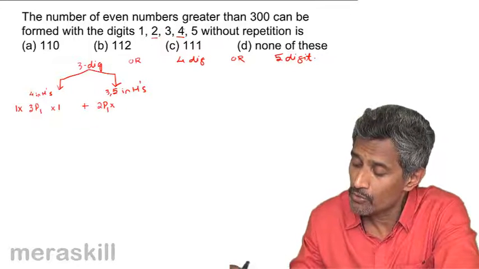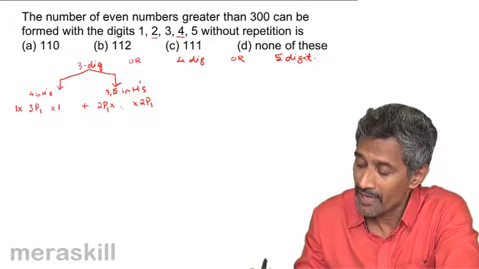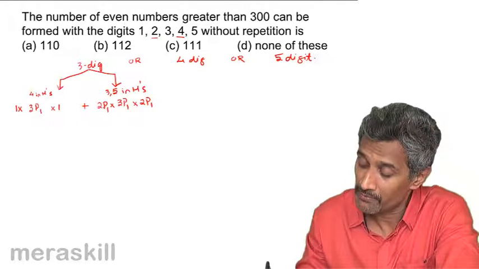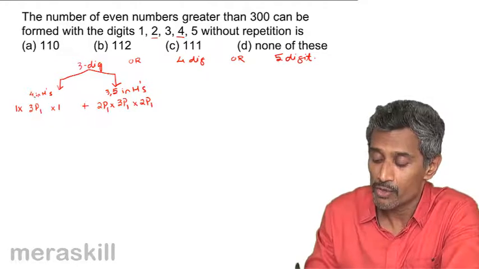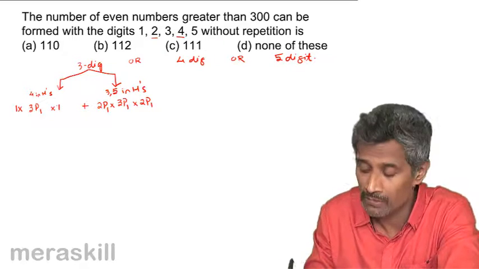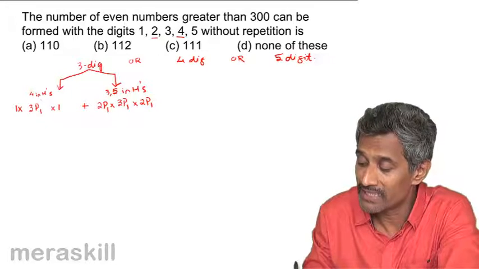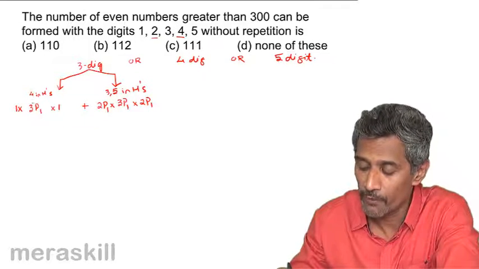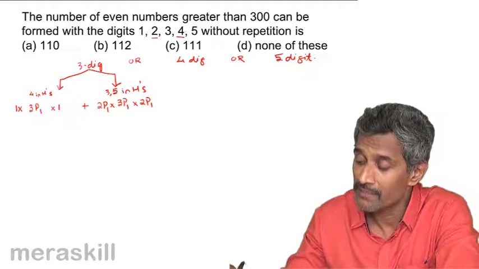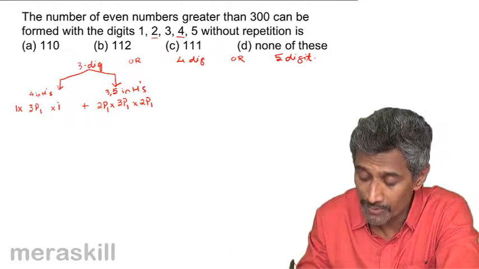And 2 or 4 could be in the units place, that is again 2P1. And then whatever is remaining will be done in 3P1 ways. So we have 2P1 into 3P1. So suppose 4 is in the hundreds place. Since it's an even number, the units place has to be 2, which can be done only in one way. The position of 4 and 2 is fixed, 4 in the hundreds place and 2 in the units place. And the remaining digits 1, 3 and 5 can be arranged in 3P1 ways. So there are so many such numbers.